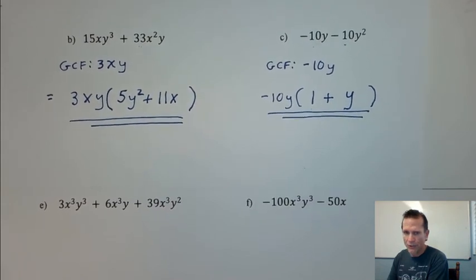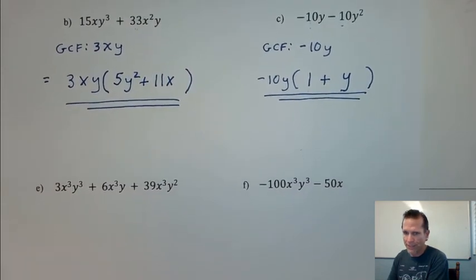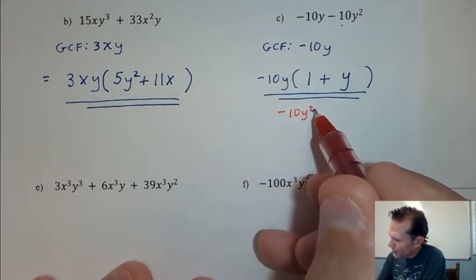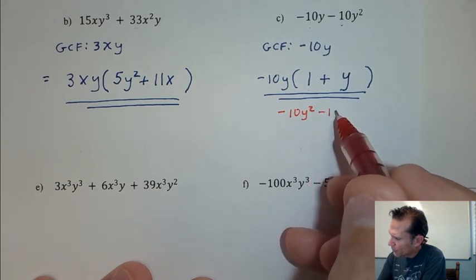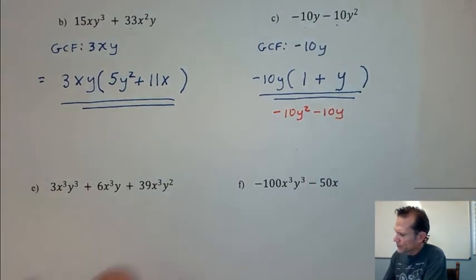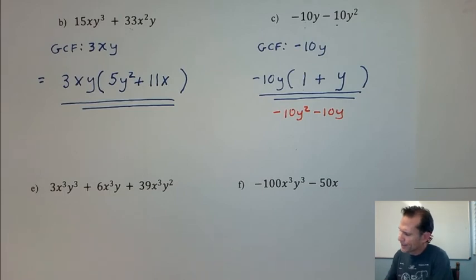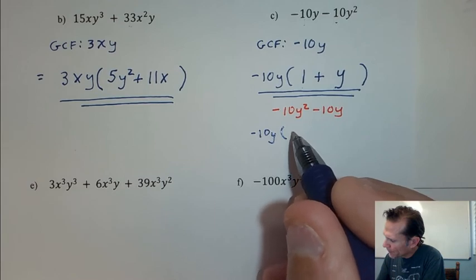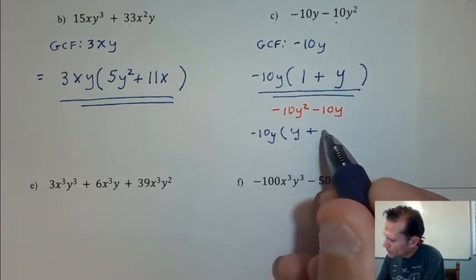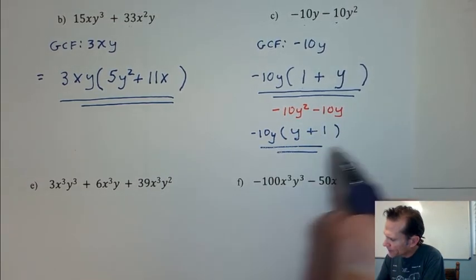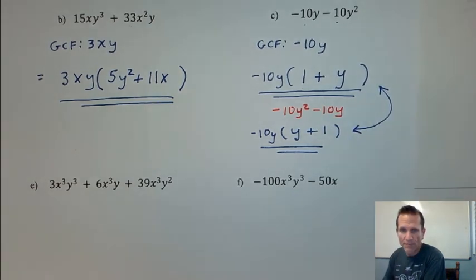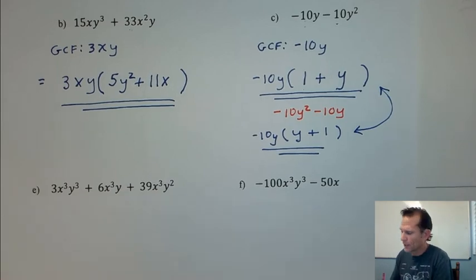Okay. And then just to show you, if a student would have written it in descending order first, it would have been very similar. They would have written negative 10y squared minus 10y, and they would have still pulled out a negative 10y, and what would have been left would have been y plus 1. And you can see the similarities between these two answers here. Okay, so both of them would have worked out.